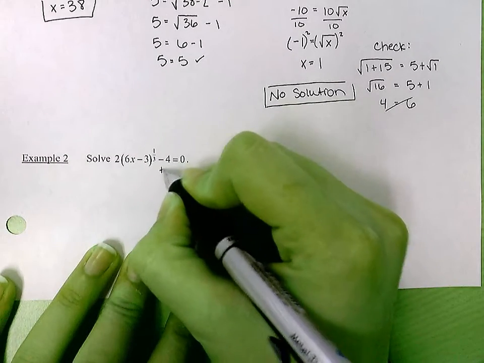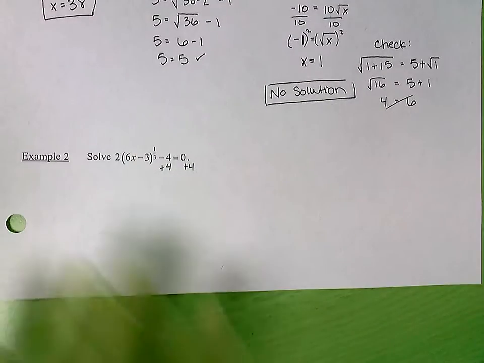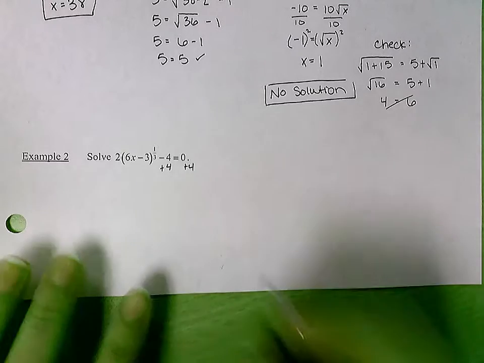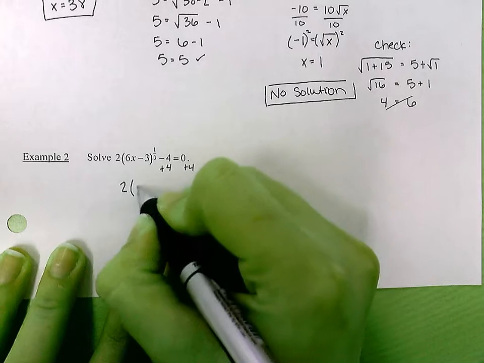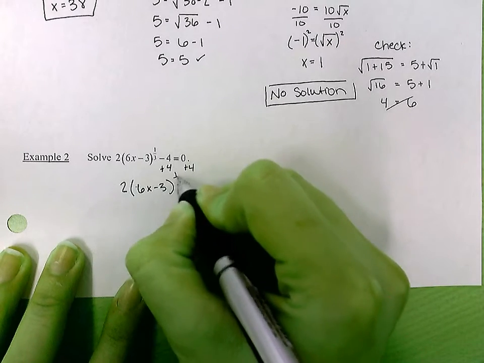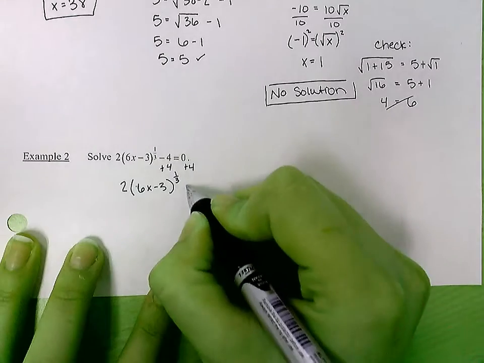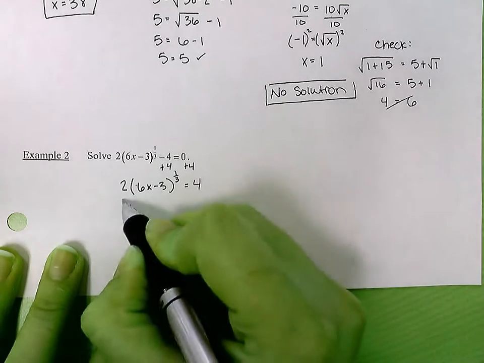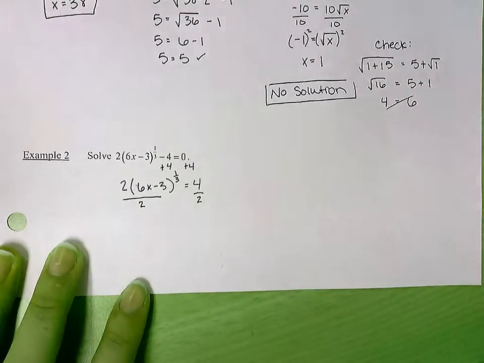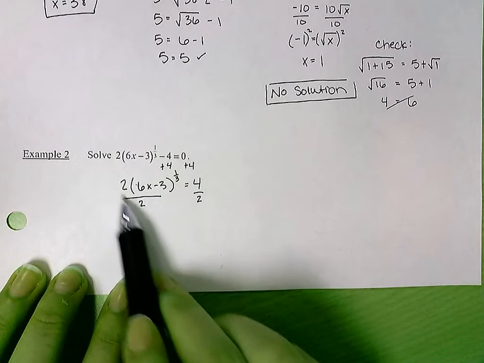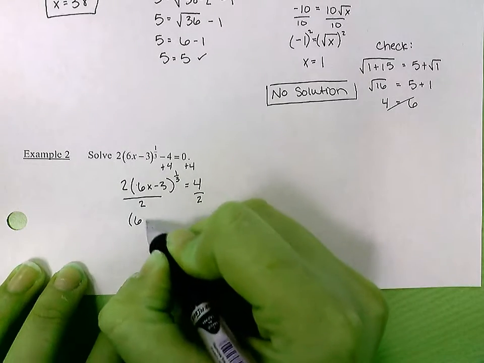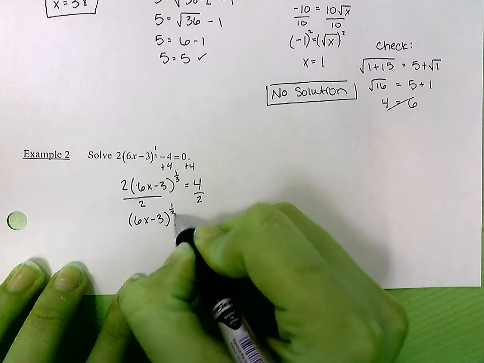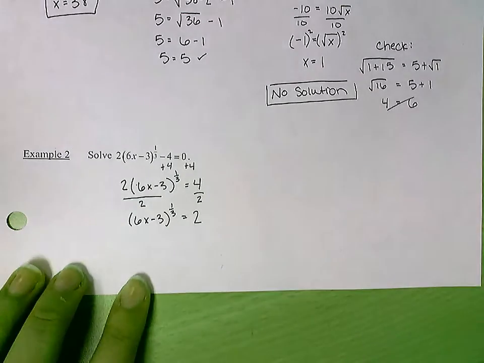So first here, I'll add 4 to both sides of that equation. So we have 2 times the quantity 6x minus 3 raised to the 1/3 power. That's equal to 4. Okay, and again, I want to isolate those parentheses, and I still have that 2 out front. So since those are multiplied together, I'm going to divide both sides by 2 so that they cancel out right here. So we have 6x minus 3 to the 1/3 power is equal to 2.